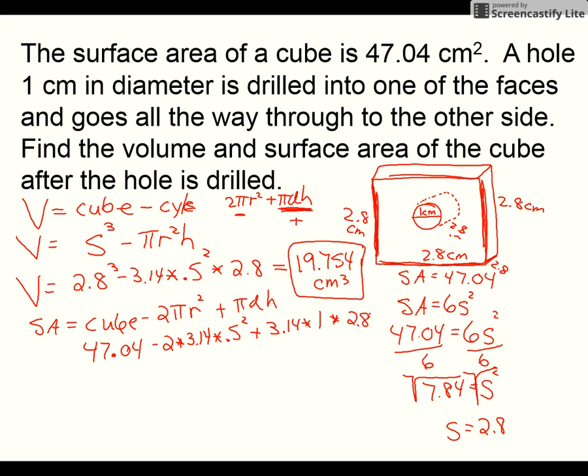And again, you can pause this any time if I'm going too fast. You should get a finished surface area now of approximately 54.262 centimeters squared. So those are our two answers to this one. Here's your surface area, and the volume is up there, 19.754.